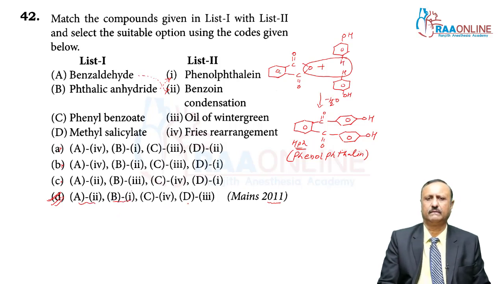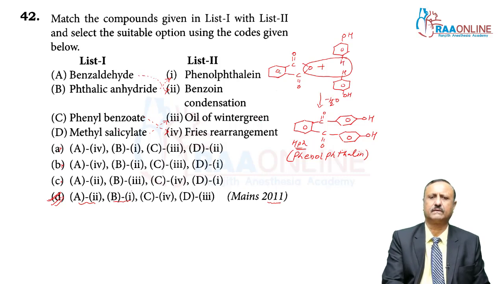So, C and D: C is 4th, meaning phenyl benzoate gives Fries rearrangement, and methyl salicylate, another name of methyl salicylate is oil of wintergreen. What is oil of wintergreen? My dear students, this is methyl salicylate, and another name of methyl salicylate is oil of wintergreen. You must learn this: oil of wintergreen is another name of methyl salicylate.